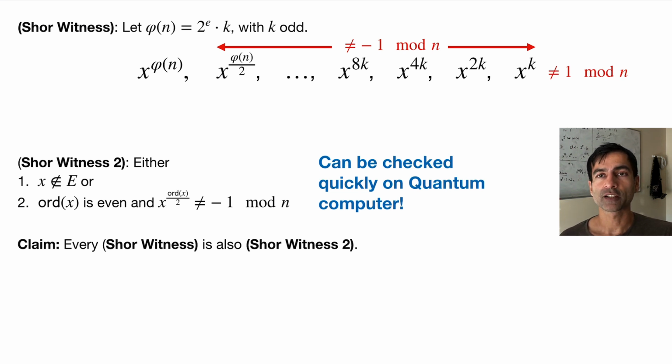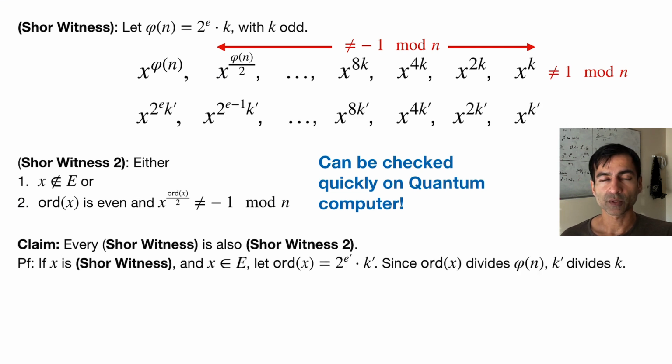Now it turns out that you can compute the order of x efficiently on a quantum computer. And so this criterion, whether or not x is a witness of type 2, can be efficiently checked on a quantum computer. Moreover, every witness of the first type here is a witness of the second type. That's a claim. And here's why it's true. Well, if you have a witness of the first type, then one possibility is that it's not in E, and it's a witness of the second type.